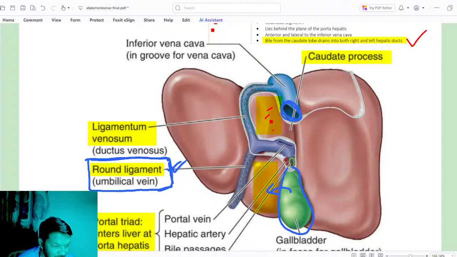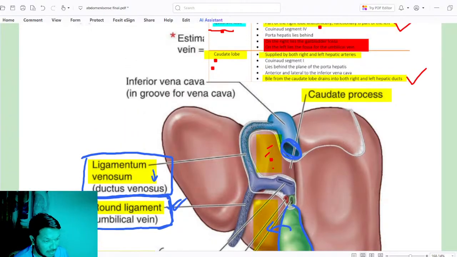And ligamentum venosum is the remnant of ductus venosus. These all are important. If you remember this information, you will be able to answer. Ligamentum venosum is the remnant of ductus venosus, and round ligament is the remnant of umbilical vein. Remember their anatomical location. This is caudate lobe, quadrate lobe. So now I think you will not make any mistake.